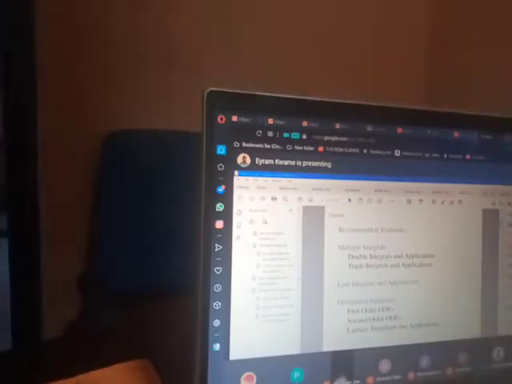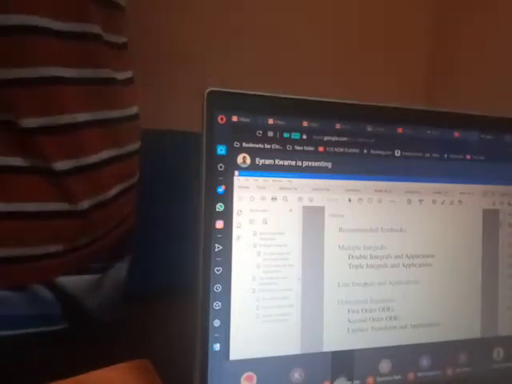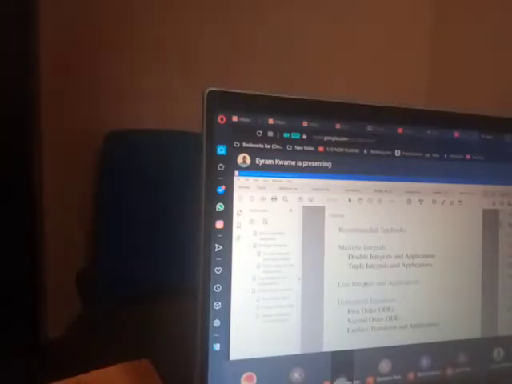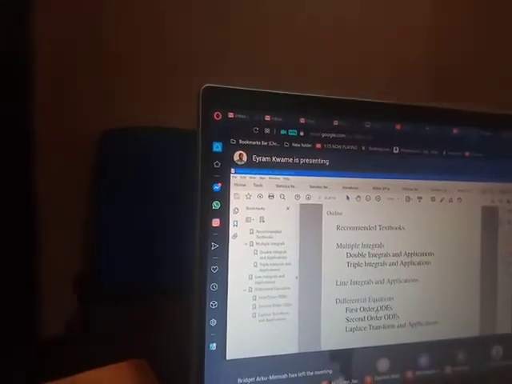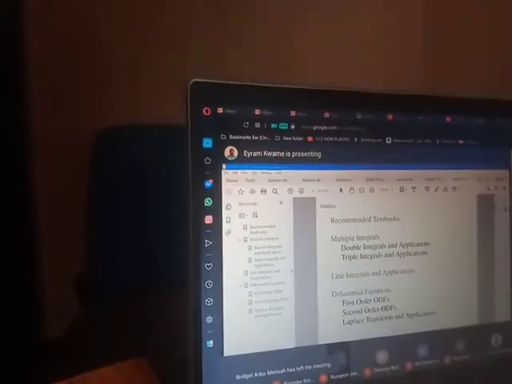So the first part is a multiple integral. The second part is line integrals, and then the last part is differential equations. For differential equations, I'm basically dealing with ordinary differential equations. That's why you see ODE.